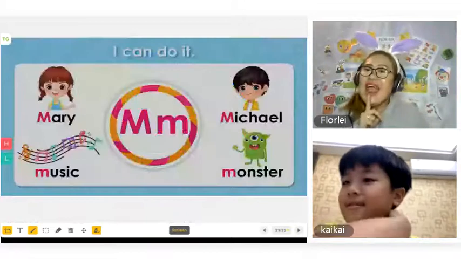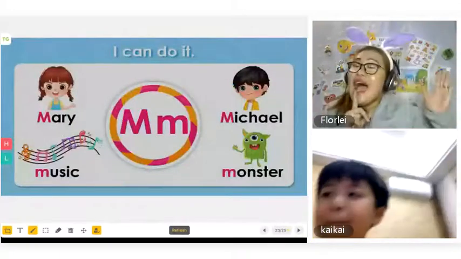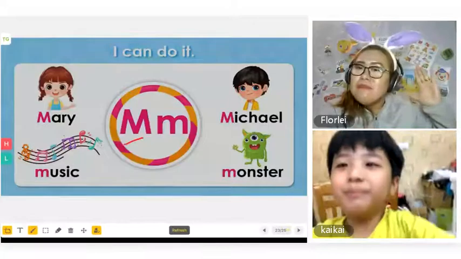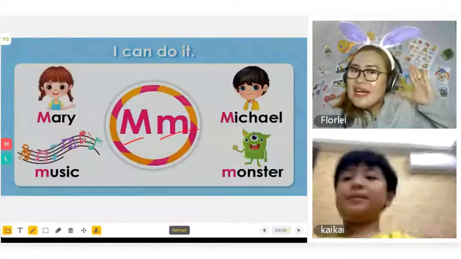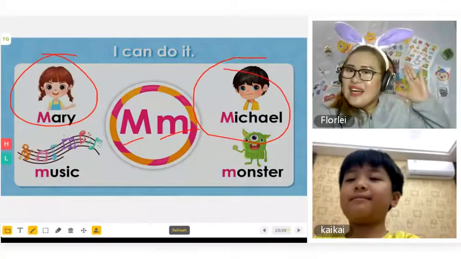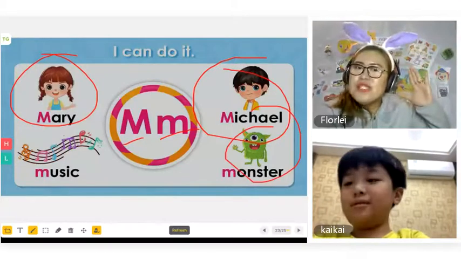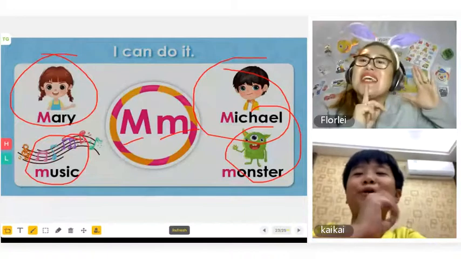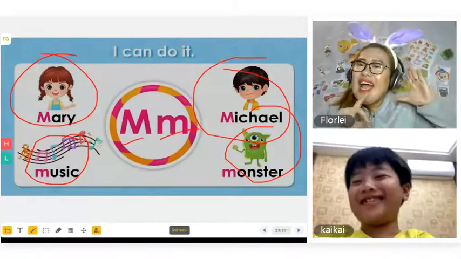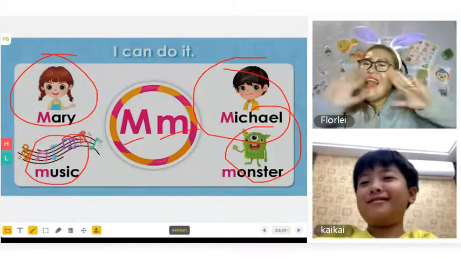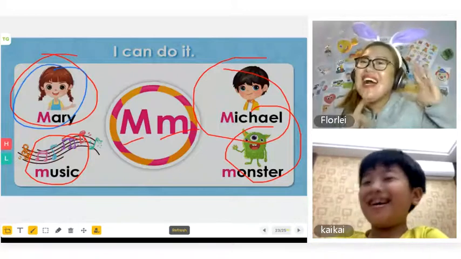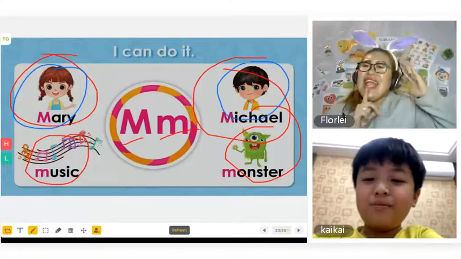Okay, I can do it. Big M. Small M. Mary. Michael. Monster. Music. Oh, monster. Music. Hello, teacher. Say music. Hello, teacher. Music. Hello, teacher. Ni hao. Ni hao, Kai Kai.